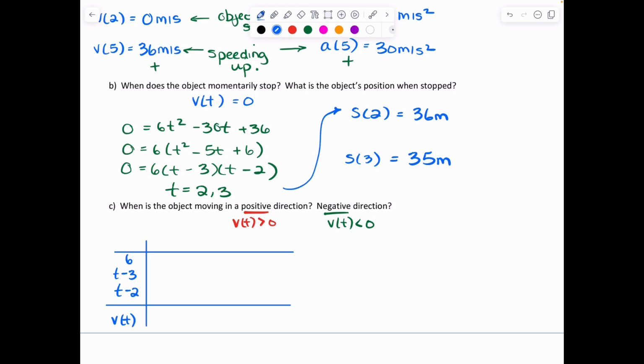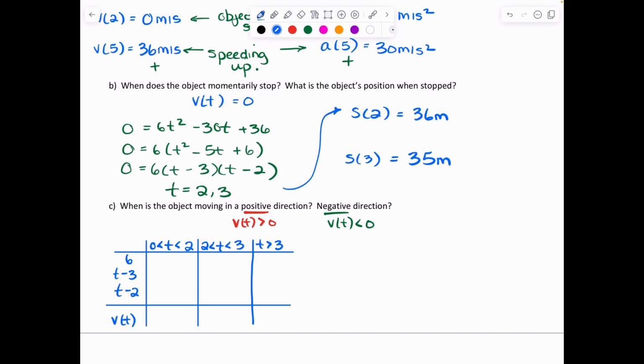Okay, and we know that when an object is stopped is when it's going to change directions. Of course here we're working with positive numbers of t only for time, and then it stops at 2, so that would be my first interval. Then I would have the interval between 2 and 3 seconds. And then lastly, I would have the interval of greater than 3 seconds.